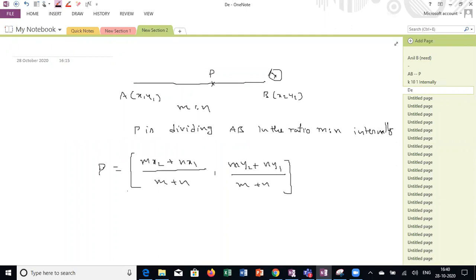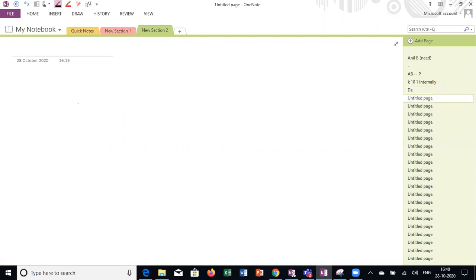Clear, sir. Sandhya, everyone clear? Akash? Yes, sir. Yeah. Now, the meaning of external dividing point.